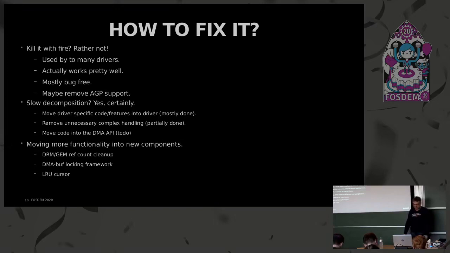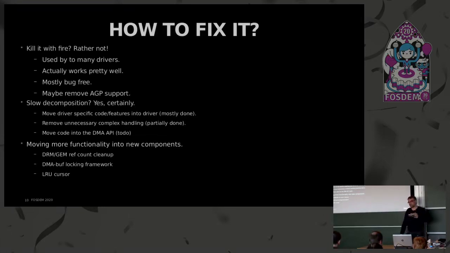The last bullet on my list here is moving more functionality into new components. Some guy at Red Hat started with that. Previously, the GEM objects, I didn't mention that before. GEM objects are your user space object, your user space communication handle with your driver. So you can think of GEM as the front end of the driver interface, and TTM as the back end, implementing the backing store where buffers actually are.